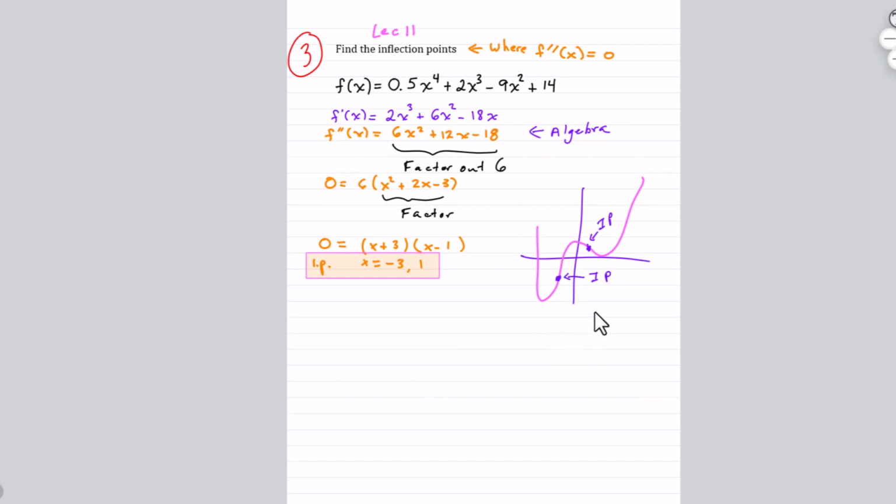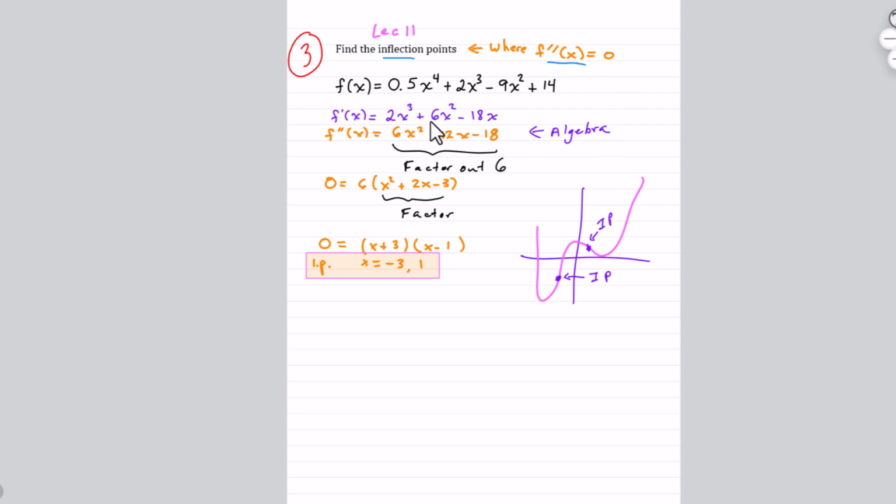Inflection points, remember, is where the function is increasing or decreasing the fastest, and where it's changing from like concave up to concave down. So you can see my picture here with inflection points. Inflection points are found with the second derivative. You should have that written in your notes. Inflection points, the second derivative equals 0.